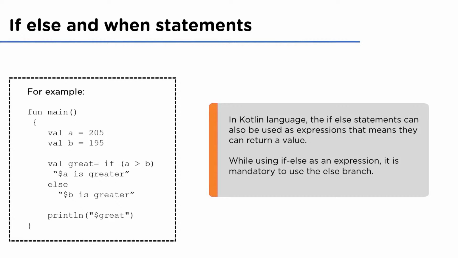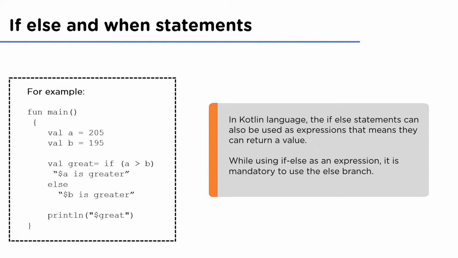If is used with a condition. If that condition is true, then the block of code executes. And if the condition is not true, or false, then the else block executes. Now in the Kotlin language, the if-else statements can also be used as expressions. That means they can return a value. While using if-else as an expression, it is mandatory to use the else branch.